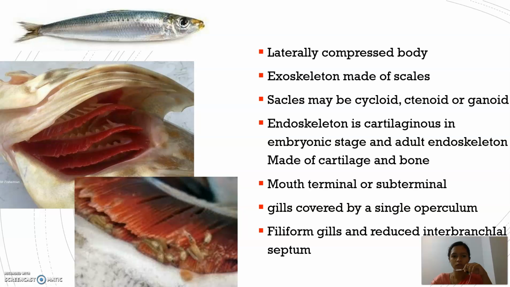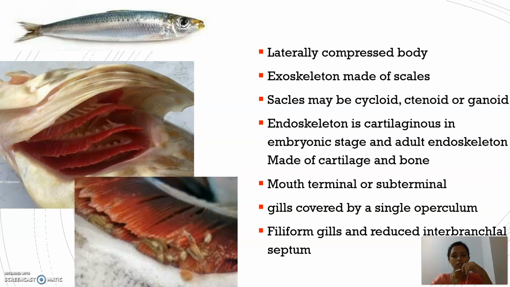Now coming to the morphological specialities. The Osteichthyes have a laterally compressed body which helps them to reduce the friction while moving through water. The exoskeleton is made up of scales, and there are three types of scales: cycloid, ctenoid or ganoid scales. The endoskeleton is cartilaginous in the embryonic stage, and the adult endoskeleton is made up of cartilage and bone.